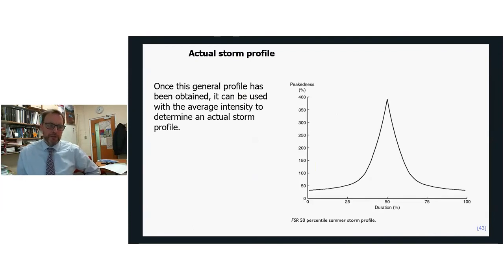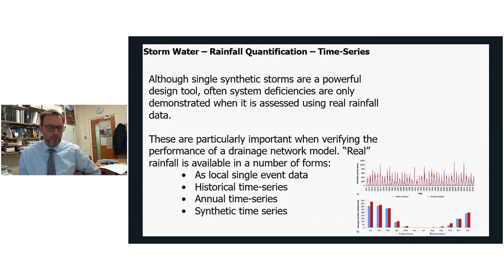Once a general profile is obtained, it can then be used with the average intensity to determine the storm profile. So once you've got your average intensity, you know for this one, for example, the peak is going to be 400% of the average intensity. So based on that, you can build up your storm profile.